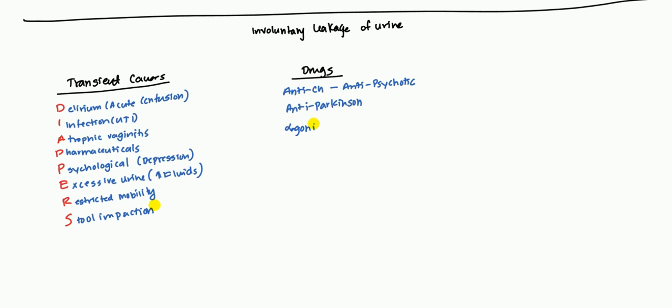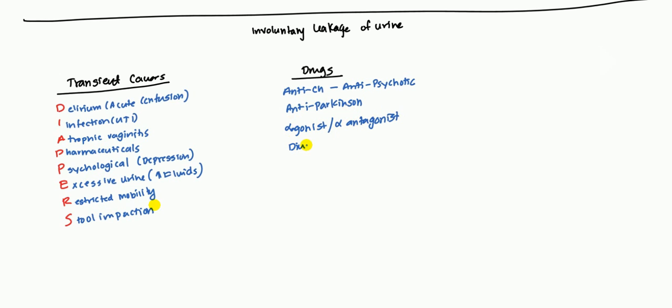Alpha agonists or antagonists can also do it. Remember, the alpha receptors are found in the internal sphincter. So if you have an agonist, it'll contract too long, causing overflow incontinence. And if you have an antagonist, it won't be able to contract, which can lead to stress incontinence.